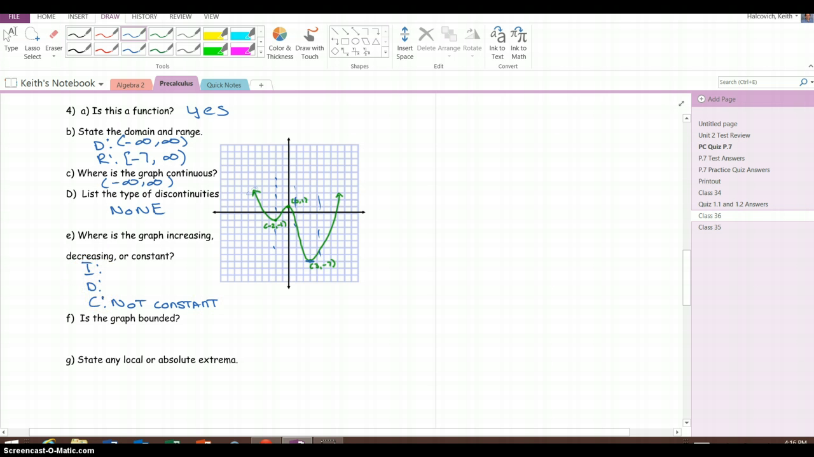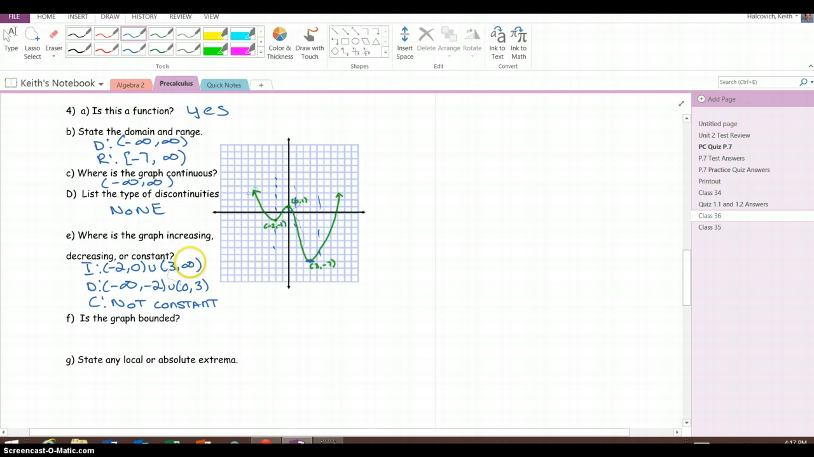Increasing, well, if you notice, it increases here. Well, basically, just start from left to right. It decreases from -infinity to -2. It increases from -2 to 0. From 0 to 3, it decreases again. And from 3 to infinity, it increases.